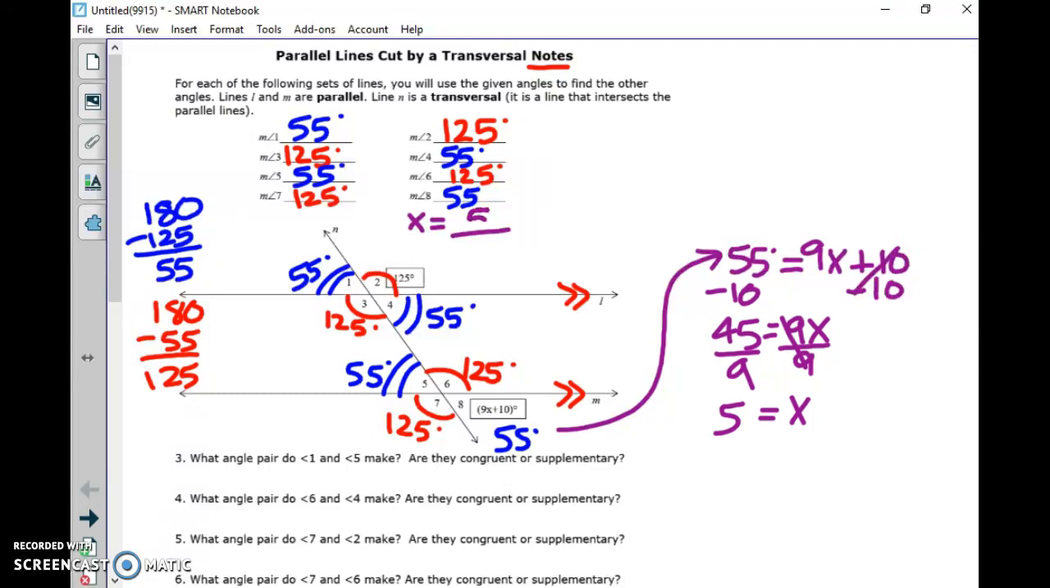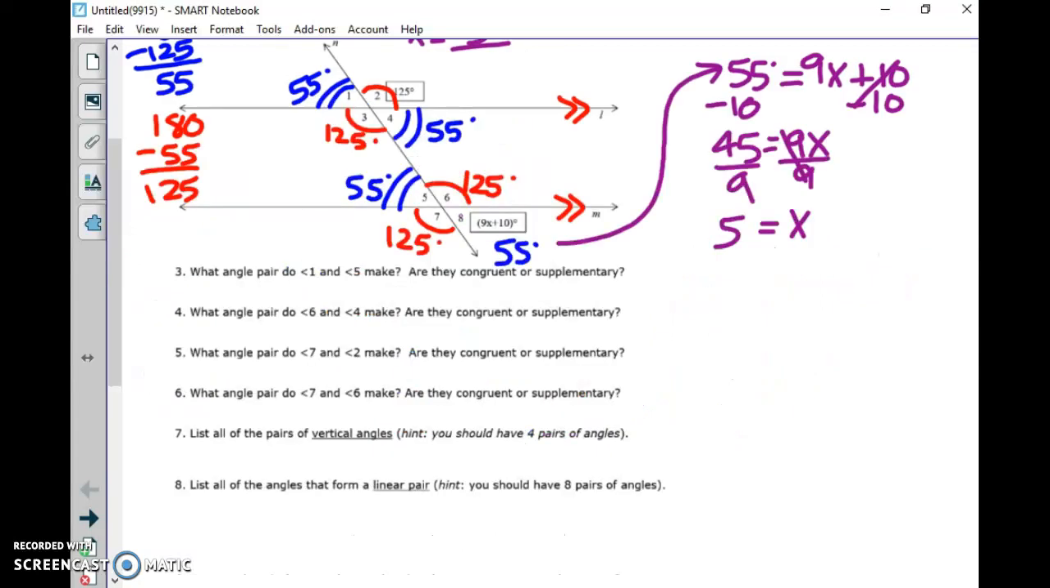So if we were asking what's x, we know x is 5. So looking at 3 through 8, on number 3 it asks us what angle pair do 1 and 5 make. If you look at angle 1 and angle 5, they're in the same top left position for both of those intersections, and that's called corresponding. And we remember corresponding starts with the C, so does congruent.